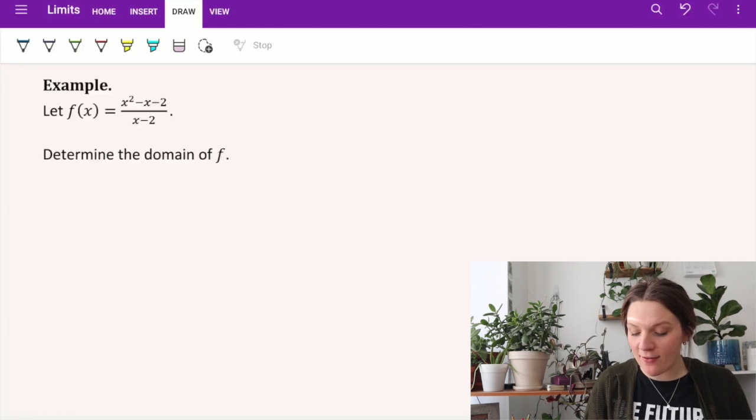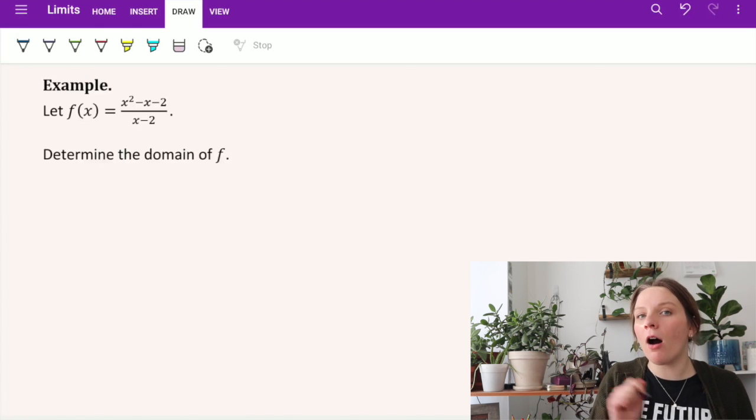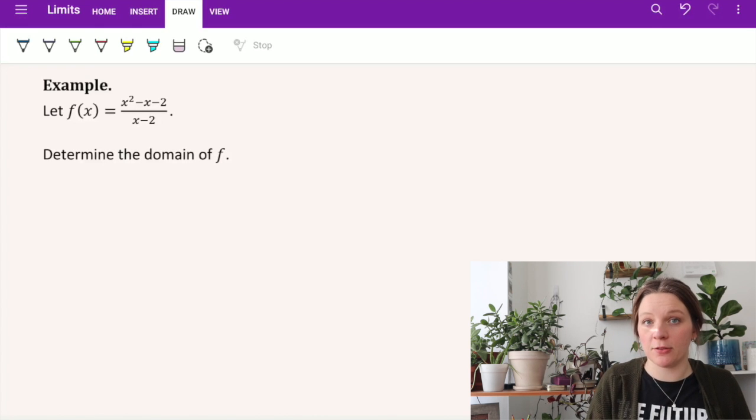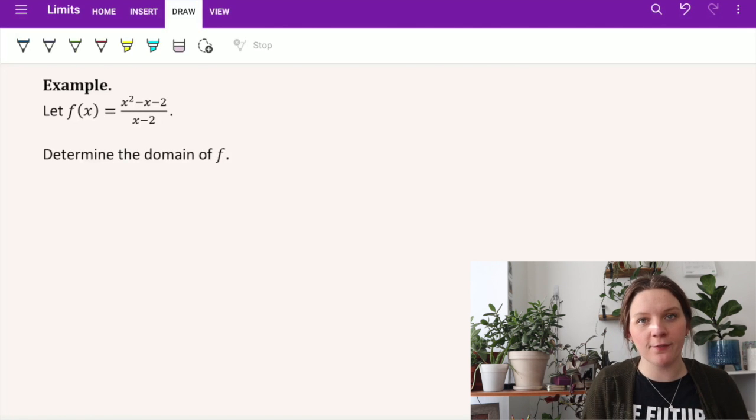So here we have another function. It looks similar to the one we were just looking at, x squared minus x minus 2, all over x minus 2. So the difference here is this is a rational function, meaning it looks like a fraction.